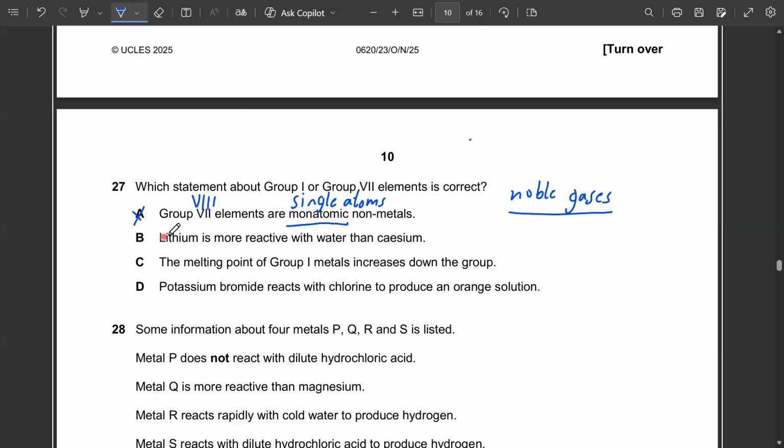B, lithium is more reactive with water than cesium. We must remember reactivity increases down the group. For group 1 elements, this is the order of metals: lithium, sodium, potassium, rubidium, and then cesium. So cesium is more reactive than lithium, not the reverse. So B is incorrect.